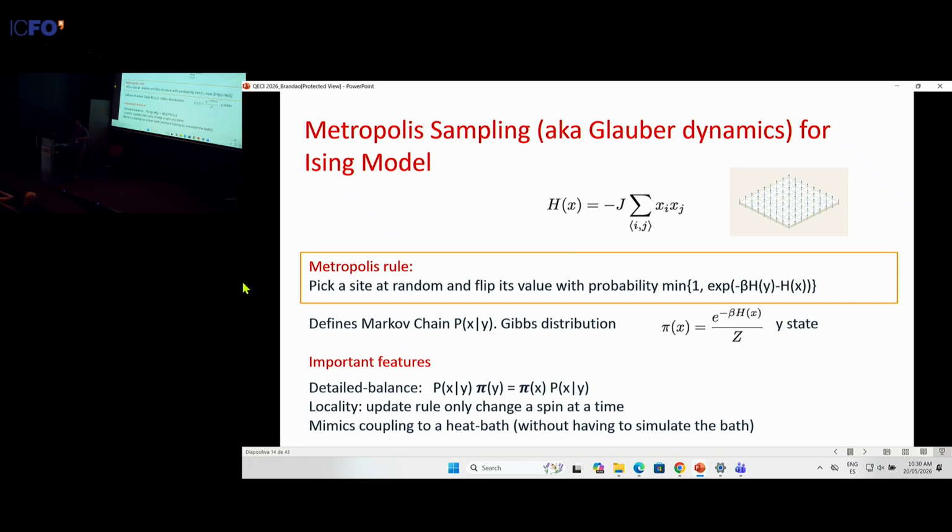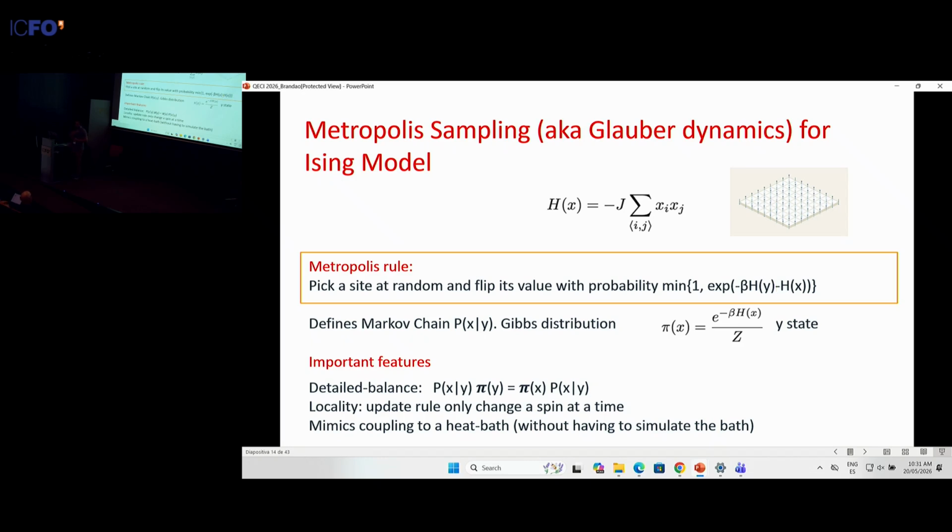There are some important features of this master equation, of this Markov chain. First, it satisfies detailed balance, which tells you that at the stationary distribution, there's a reversibility here: the probability of going to X from Y, if you're in the Gibbs state, is the same as the probability of going to Y from X. It is also local. Each time you just choose one site and flip it, conditioned just on the value of the neighbors, because it's a local Hamiltonian. So this ratio really only depends on the site and its neighbors.